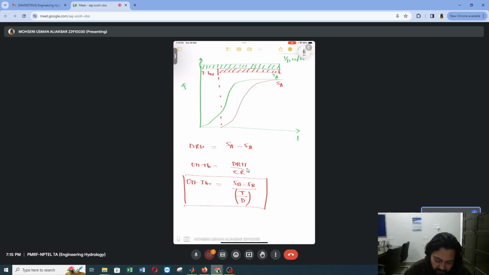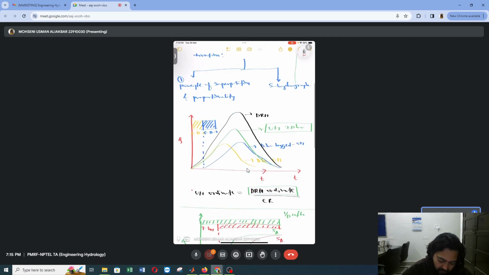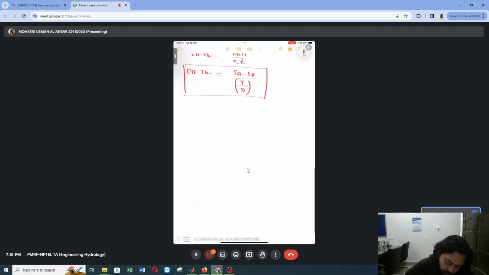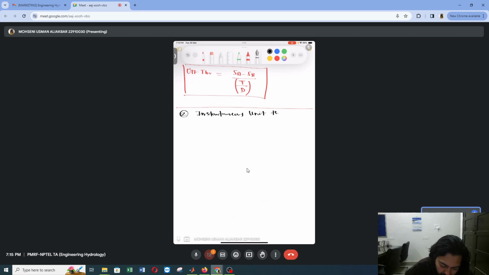This part we have covered in the previous class: the principle of superposition, proportionality, and the S hydrograph. Now we are going to move on to our next topic, which is the instantaneous unit hydrograph. I am first covering all the concepts, and then I will be taking a numerical example for each, right? So first we are going to see what the instantaneous unit hydrograph is.